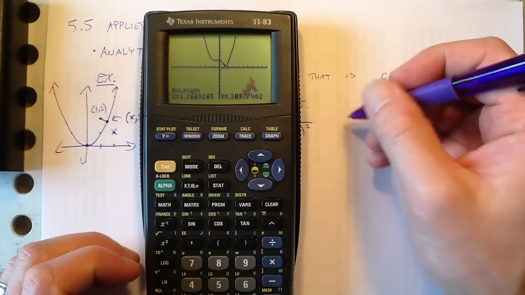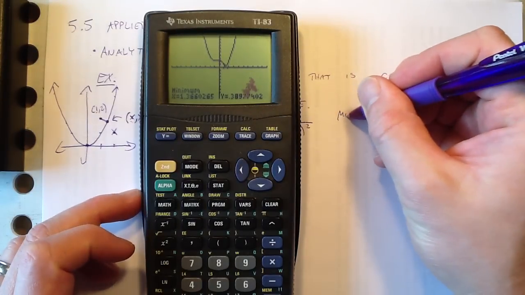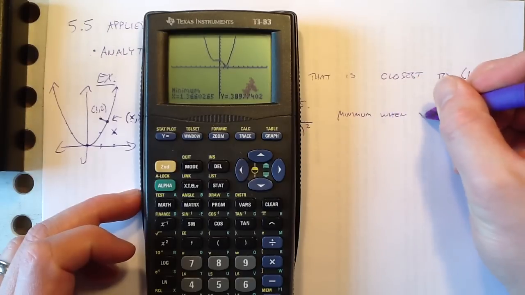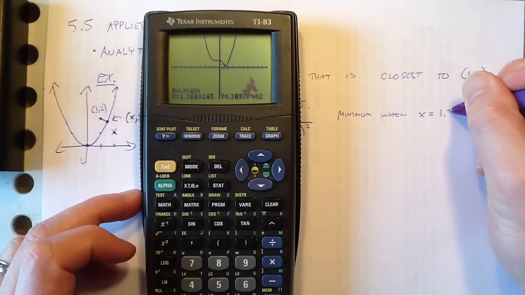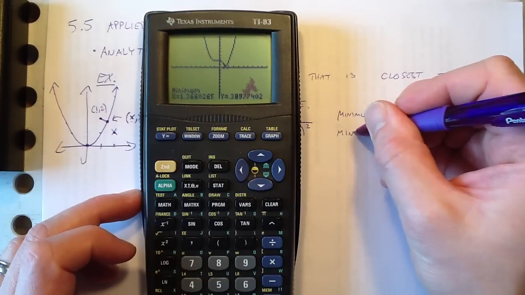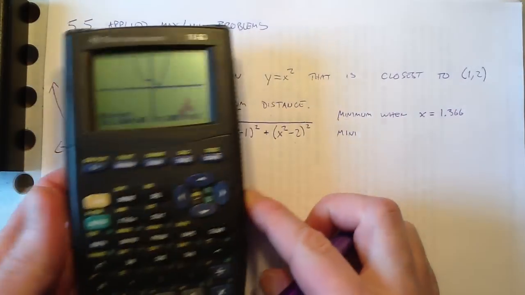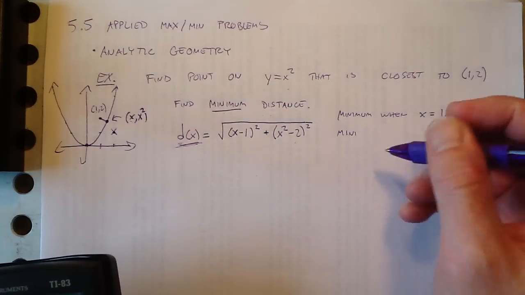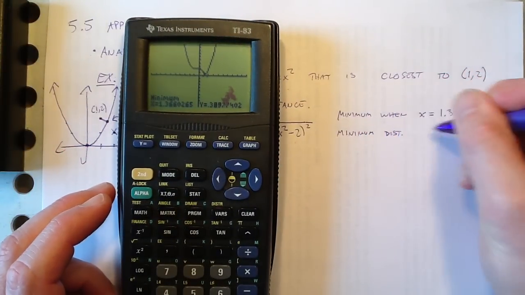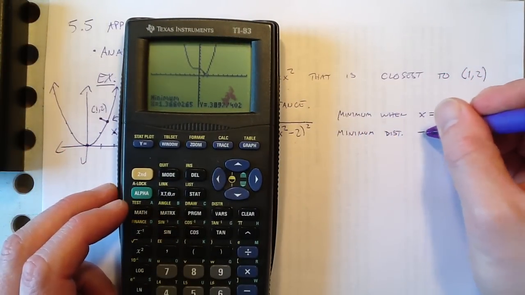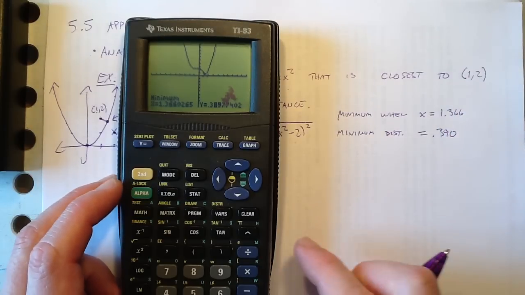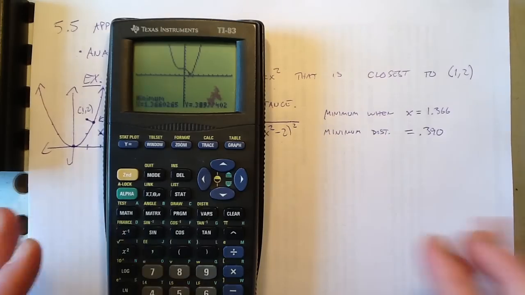And it's telling me that the minimum happens when x is equal to 1.366, and the actual minimum distance, remember this y value is our function, so this is a distance. Minimum distance is 0.390, rounded to 3 decimal places, which is what the College Board would like us to do.